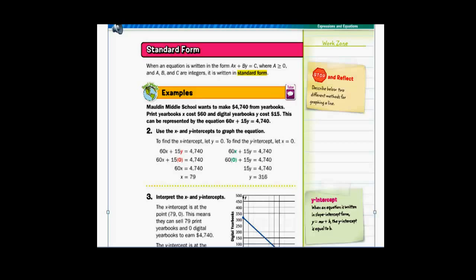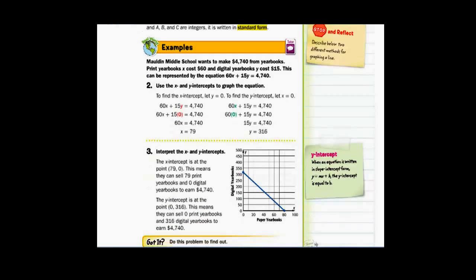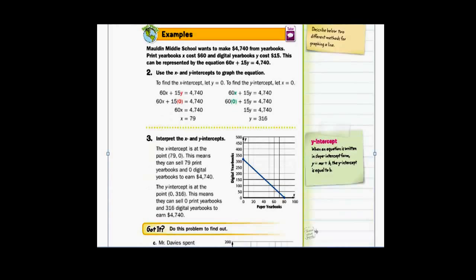To find the y-intercept, let x equal 0. So it basically takes out the x. So you got 15y equals 4,740. Divide by 15, you get 316. Now, what does that mean? Who cares? It's yearbooks. Sorry, Miss Pearsall. It's yearbooks. Well, what does that mean?